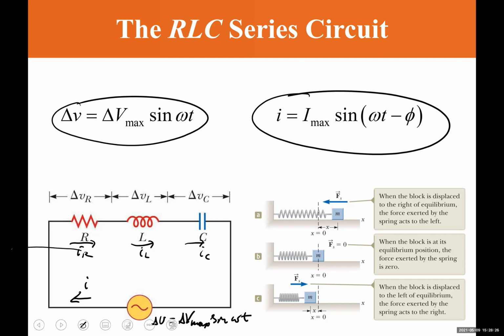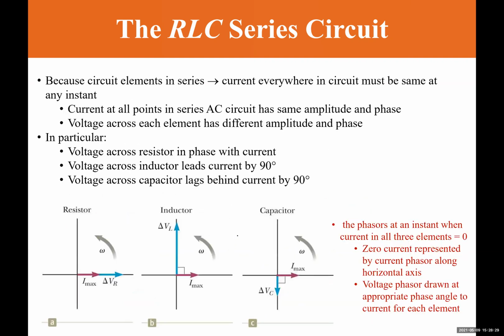All right, so let's look at some of those properties. With circuit elements in series, the current everywhere must be the same at any instant. So the current at all points in series has the same amplitude and phase. That means the current through the resistor, inductor, and capacitor is the same current. But the voltage across each element has a different amplitude and phase. That means I_R equals I_C equals I_L, but the voltages are not the same.